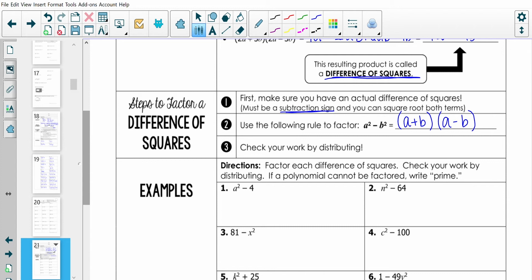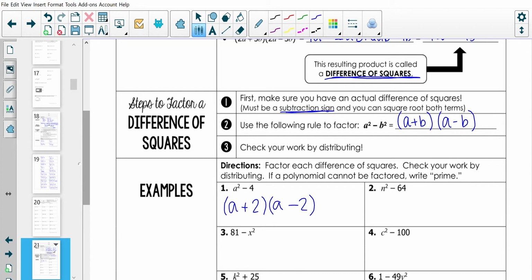So on number 1, we have a squared minus 4. Can you find the square root of a squared? Yes. And can you find the square root of 4? Yes. And it has a subtraction sign. So I'm going to use my rule, and that tells me I find what a is. In this case, it would just be a, because a times a would give me a squared. And the square root of 4 is 2. So I have a plus 2 and a minus 2.